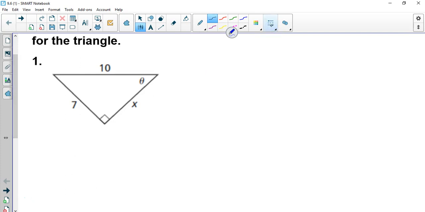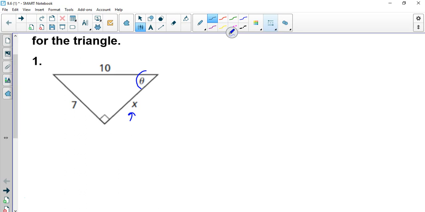There we go. Okay, so basically it's just a review of a little bit of everything: sine, cosine, and tangent. So we're calculating or writing the expressions based on this angle, but we're missing an angle. Okay, I'm only going to do one of these. You can have the other one for extra practice.